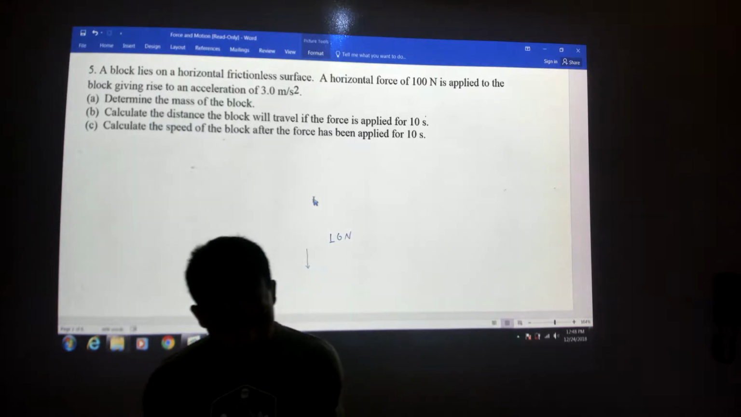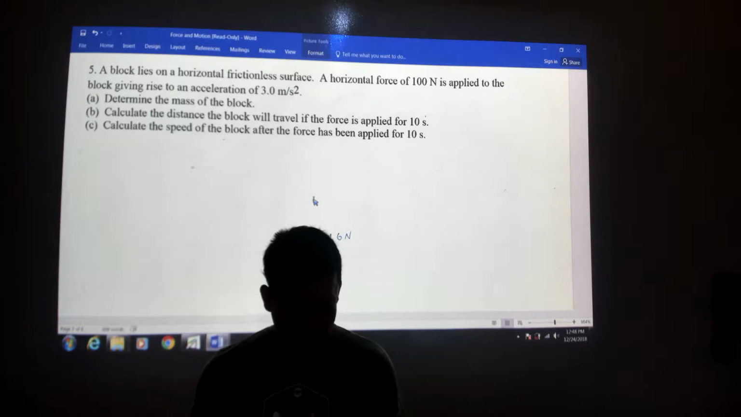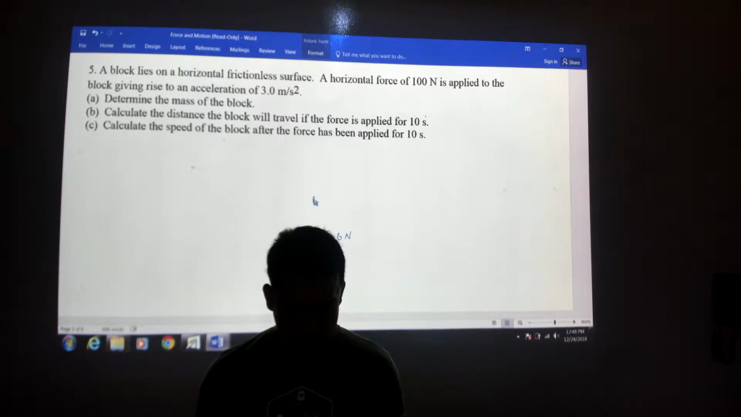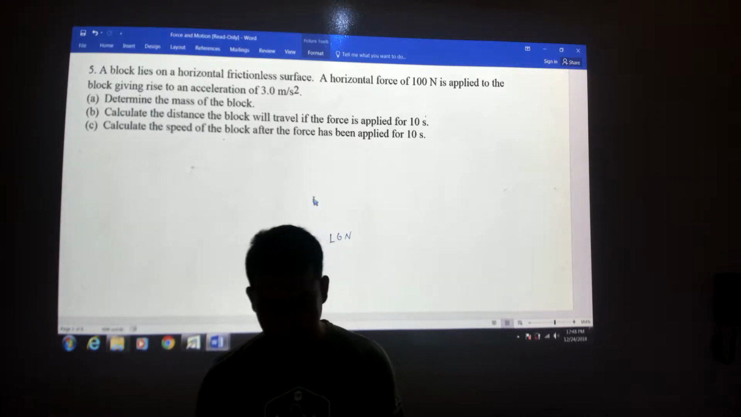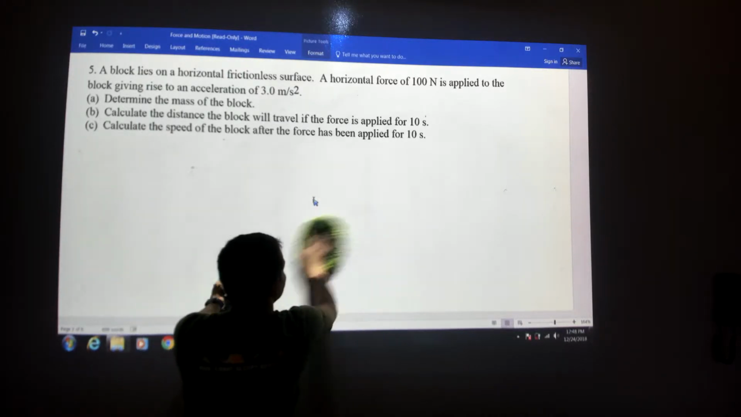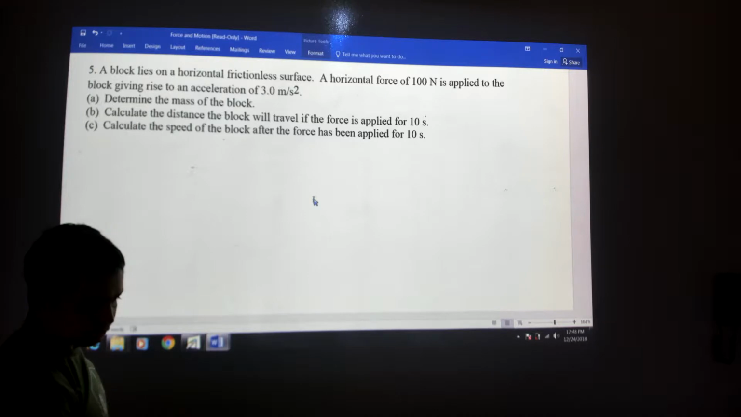So in this problem, we're going to find out the mass of the block when a force and an acceleration are given. Then what should be the distance traveled if the force is applied for 10 seconds? And then you need to find out the velocity. So this is a pretty straightforward problem. Let me solve this one for you.